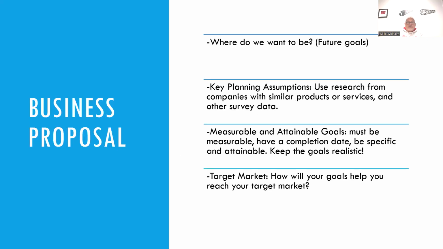Next, after that, you'll have your business proposal. This is where you're going to talk about where we want to be. Where do we want to go? What are our future goals? Okay. This is where you're going to do some of your key planning. You're going to do research on companies with similar products or services to what you are trying to sell or promote, or a service you're trying to provide. You're going to research these companies off the internet, or you're going to use business journals. Like I said, the internet.